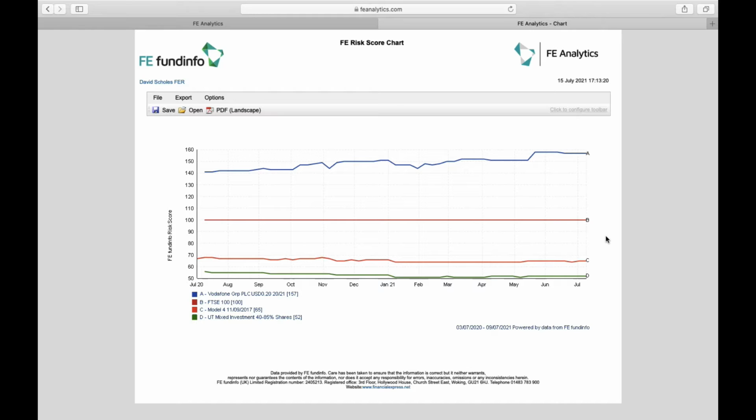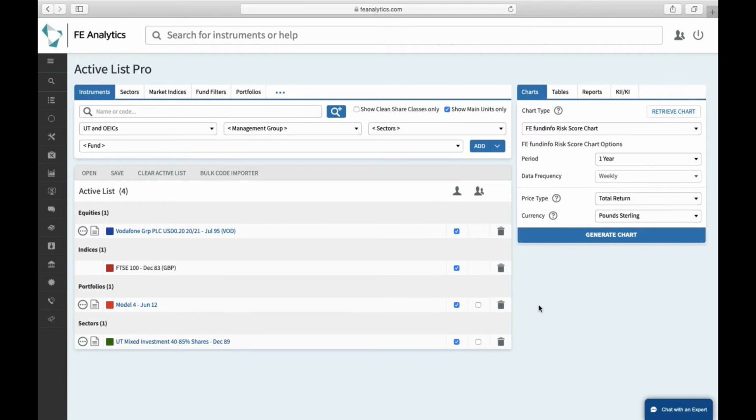The FTSE 100 will always be a flat line at 100, and I can see very clearly that the equity takes a hell of a lot more risk than the FTSE 100 as you'd expect. And down here I've got my well-diversified model portfolio and a well-diversified sector of multi-asset solutions. So how can we harness that FE risk score at fund level to work out how diversified a portfolio is?